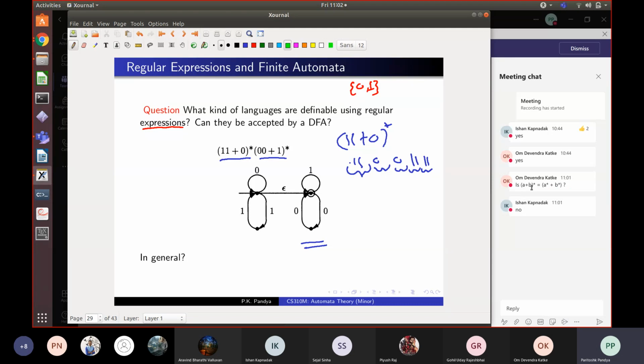No. Certainly not true. So I think this is an interesting question, and Om has asked a question in chat. We'll specifically be dealing with this later, but it's a very good question. Yes. So what is the equivalent expression which does not use plus? Om, try to come up with one. Okay. So these are questions about equivalences of regular expressions.